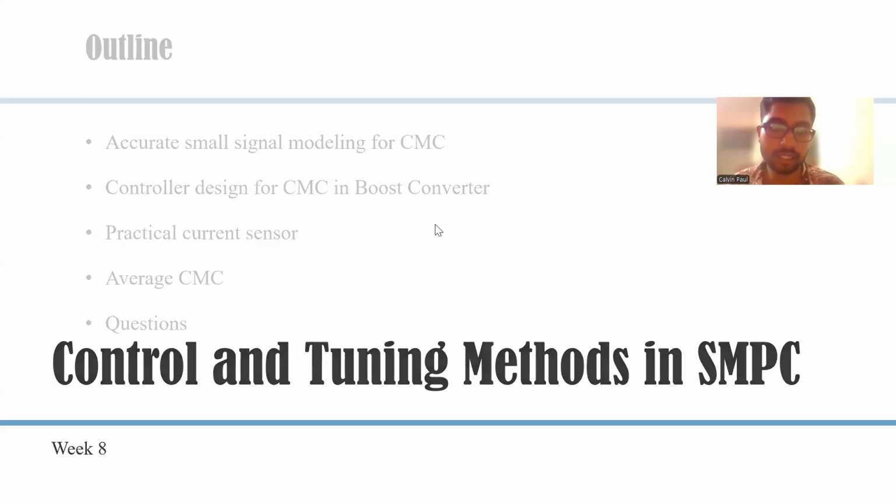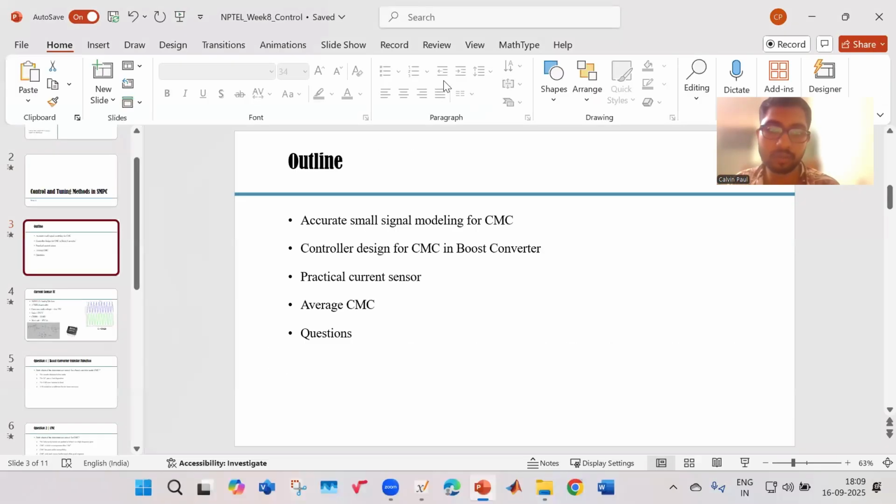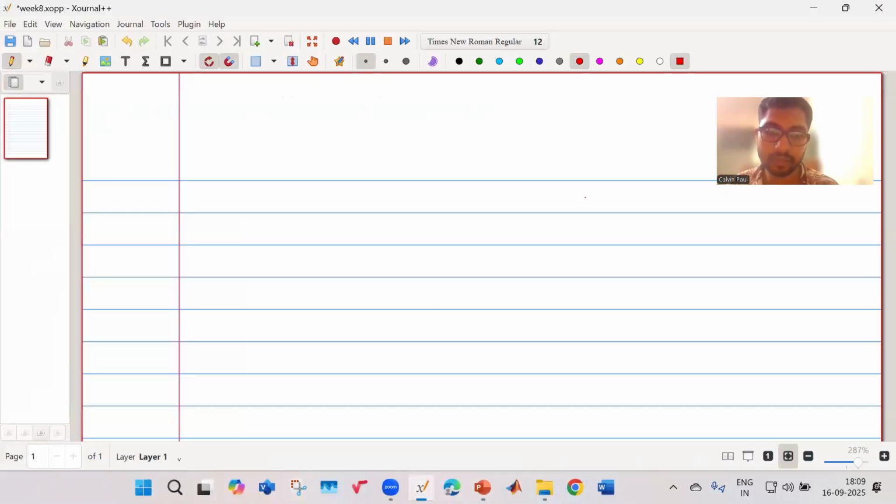So, today we will see these things. Today we'll be discussing accurate small signal modeling for current mode control. We'll be discussing the controller design when we are doing current mode control for a boost converter. We'll talk about what a practical current sensor is, and also discuss average current mode control. And we'll also solve some questions. Okay, so let us start.